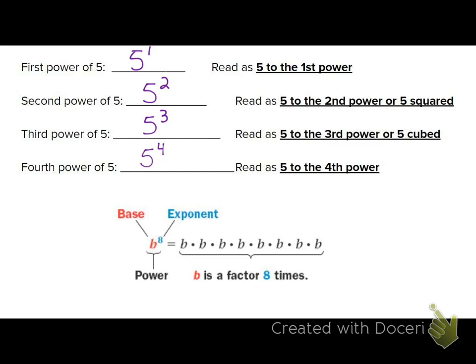The diagram down below, which is already printed in your notes for you, shows us the parts of a power. So the power is the whole thing, a base with its exponent. The base is the number or variable that's getting repeated. The exponent tells us how many times we are repeating or multiplying the base to itself. So this one says b to the 8th power. That means we've got b multiplied to itself a total of 8 times.